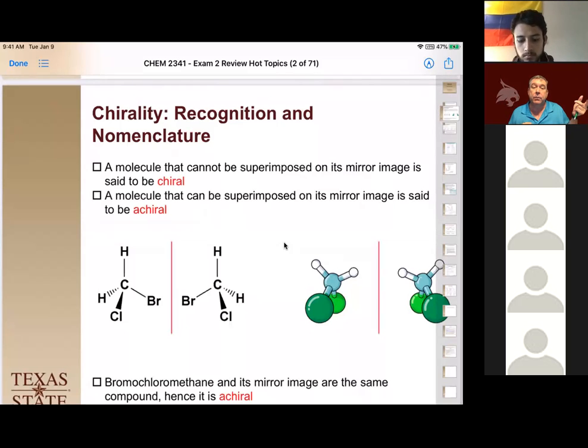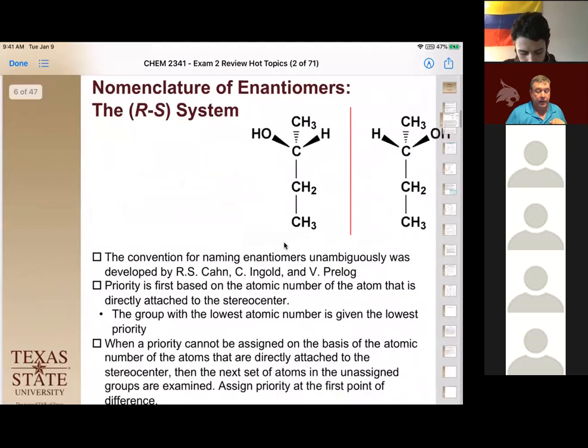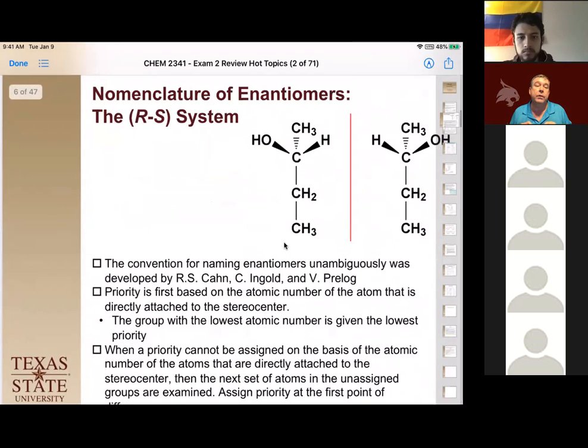If R is rotating light negative 30 degrees, S will rotate light positive 30 degrees. And no, you cannot predict whether it's going to be positive or negative based on whether it's R or S. Okay, go ahead and make sure that when you do your R and S, you use the exact same priority system you used for the E and Z. Okay, atomic number, and then the next atom over, and then double and triple bond rule. Those same 3 rules assign priority in our R and S system.